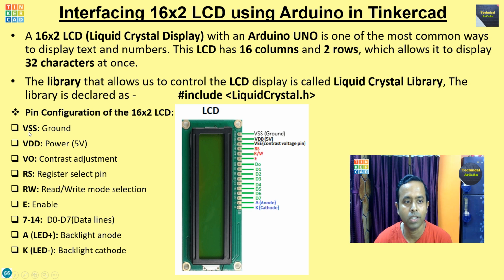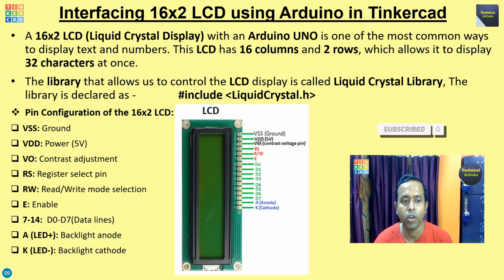First pin connects with ground, which is known as VSS. Second pin VDD, which is the power, 5 volt from the Arduino UNO. Third one V0 is the contrast adjustment, right? Next one RS, the register select pin of the 16x2 LCD. Next one is RW, read write mode selection. Next E for enable, and next 7 to 14, these total 8 pins are data lines, which are known as D0 to D7. The digital pins are connected from the Arduino UNO board, right?